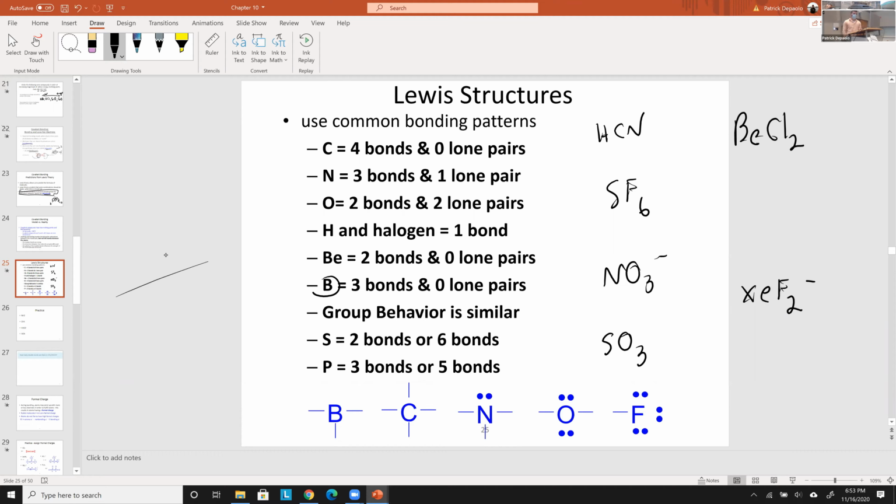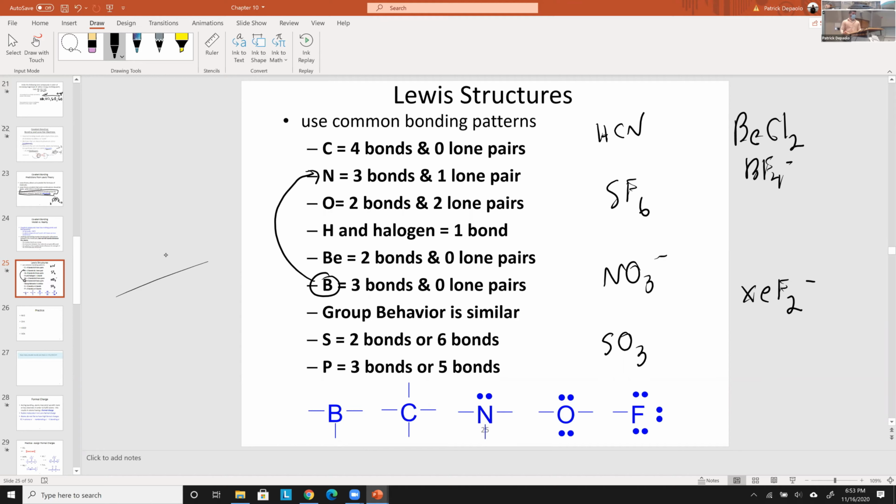Then boron is another exception to the octet rule. It likes to have 3 bonds with no lone pairs. Kind of like nitrogen, where it sometimes likes to have 3 bonds, but this can be broken. Sometimes I've seen it with 4, such as in BF4 minus. That's a thing.